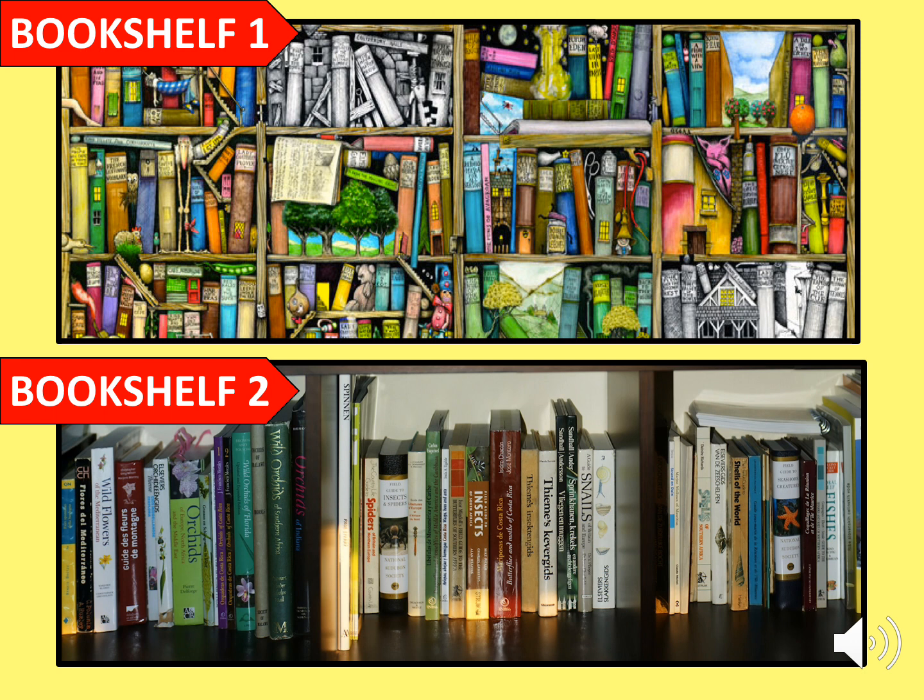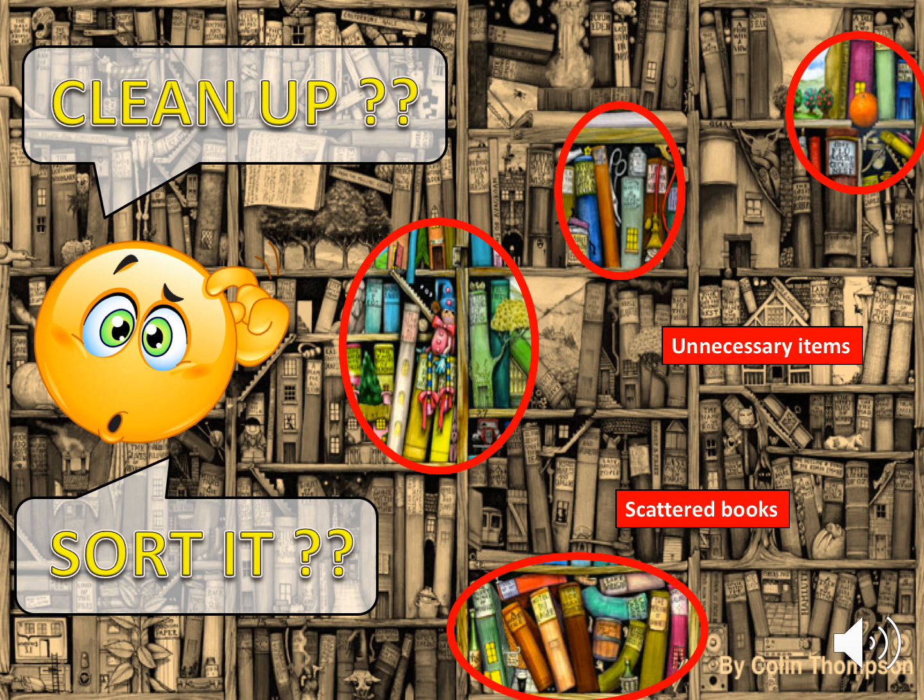This is how it looks for bookshelf 1. If you have a lot of scattered books and unnecessary items, what you have to do is clean up and sort it. It is the same as using disk cleanup and the defragmenter. After you clean all the files using disk cleanup, you then use the defragmenter, which organizes the files so that there is more free space. That is what we want.